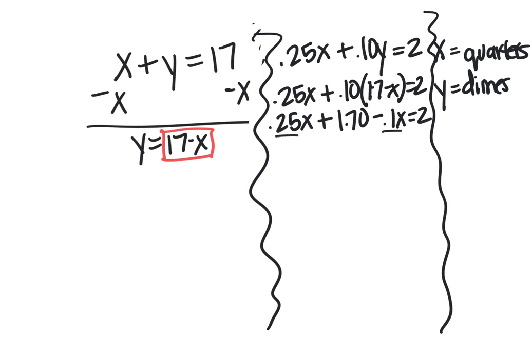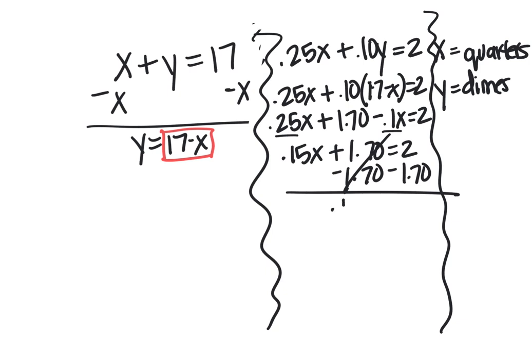So my X terms are like here, okay? So I have 25 cents minus 10 cents, which would give me 15 cents X plus $1.70, okay? Continue solving for X. So I'm going to subtract $1.70 on both sides. So I get 15 cents X is equal to 30 cents. And then I'm going to divide both sides by 15 cents. And I get X, which again, remember, X is our quarters, equals 2.